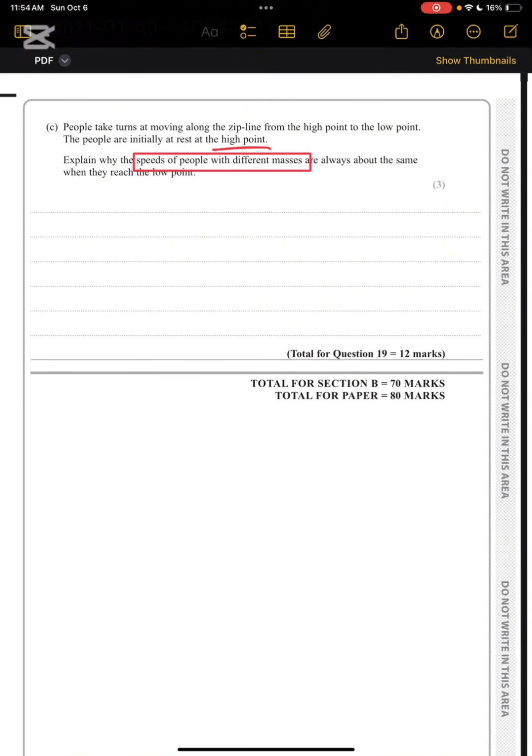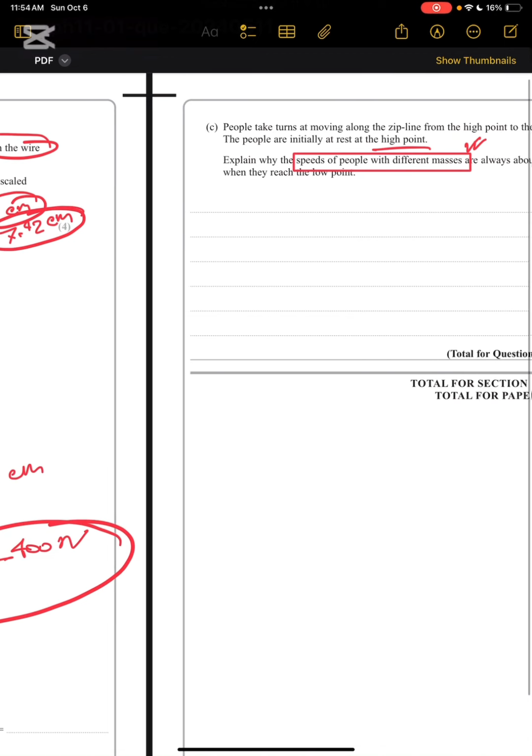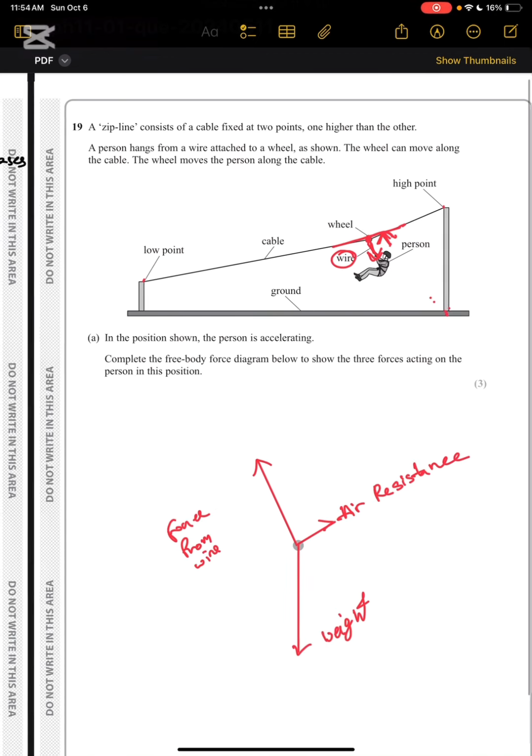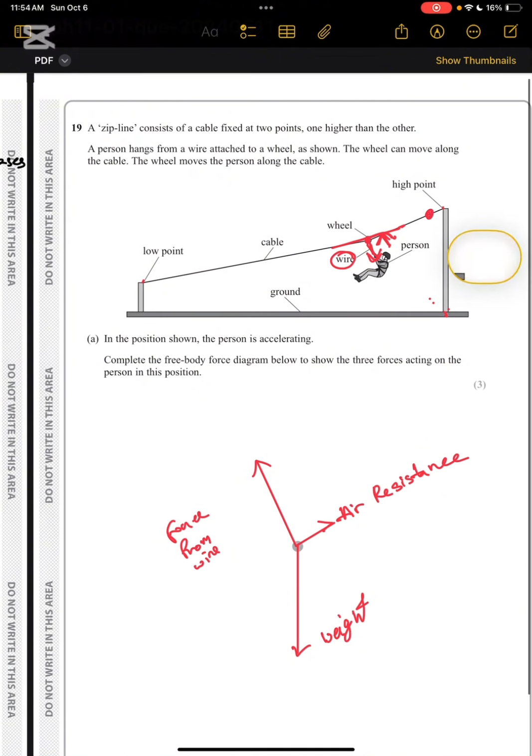So the speeds are always same no matter what the masses are. This is what the question is. So let's see what they have said. What they have said is when they move from this high point to this low point, no matter what the mass of this person is, they always end up with the same speed. So why is this happening? Why is the speed not dependent on the mass?